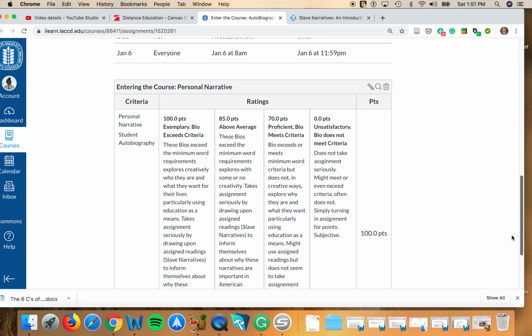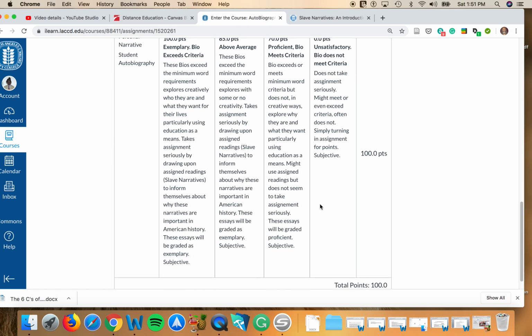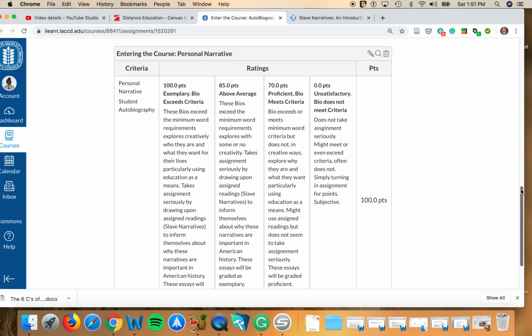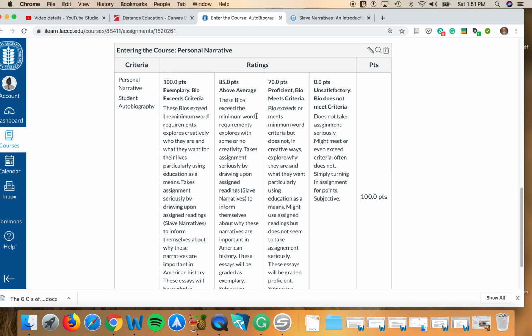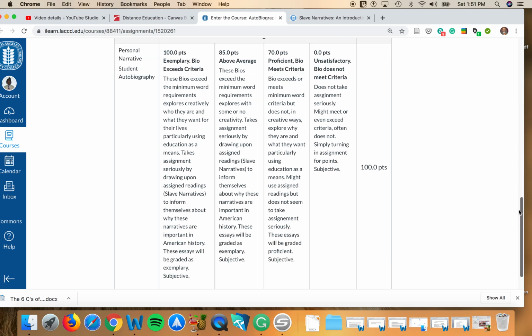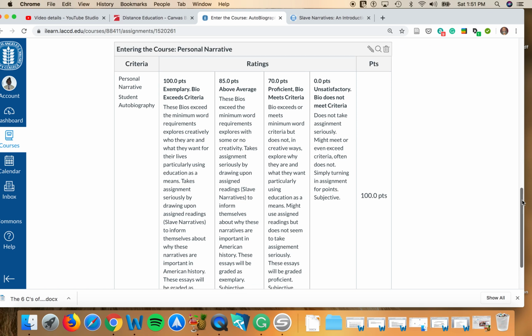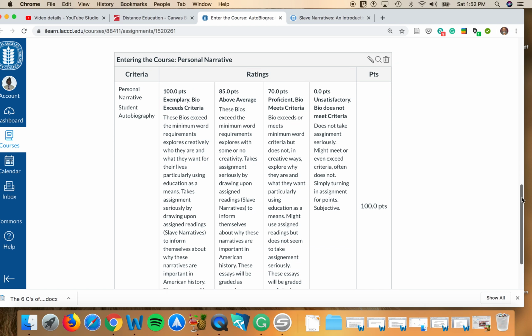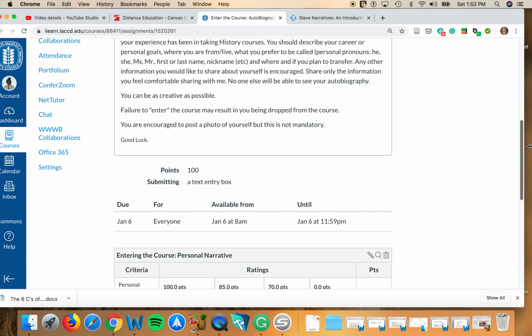Now, what you need to do is read here the bio, or the course rubric. What this course rubric does is tell you what you need to do to get a top grade, which I call exemplary. So you're going to want to read this and make sure that you have pretty much done all the things you need to do to get these top grades. Literally, what I have here is you can get 100, 85, 70, and 0, unsatisfactory. If you just basically write one or two sentences, then you don't meet any of the criteria. So the rubric will tell you exactly what I'm looking for.